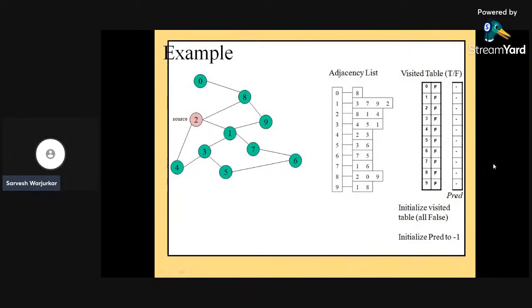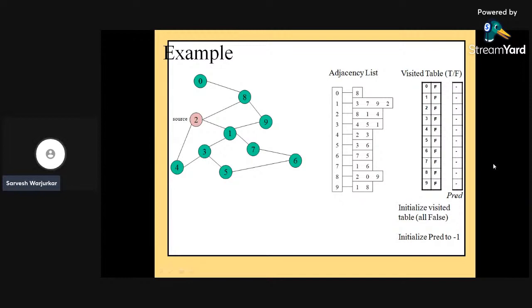Say 2 is the source in the given graph, and the adjacency list is mentioned. The nodes are 0, 1, 2, 3, 4, 5, 6, 7, 8, and 9. The adjacency list gives the adjacent nodes: the adjacent nodes of 2 are 8, 1, and 4. 3 has 4, 5, and 1. 4 has 2 and 3. 5 has 3 and 6. 6 has 7 and 5. 7 has 1 and 6. 8 has 2, 0 and 9, and 9 has 1 and 8.